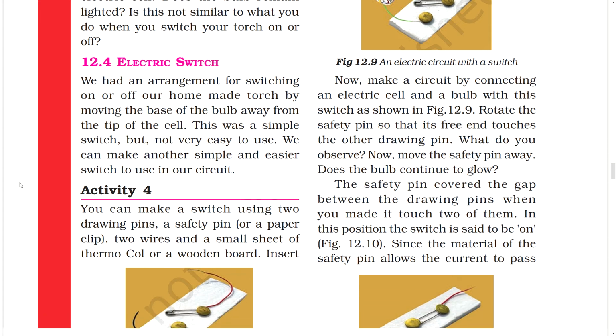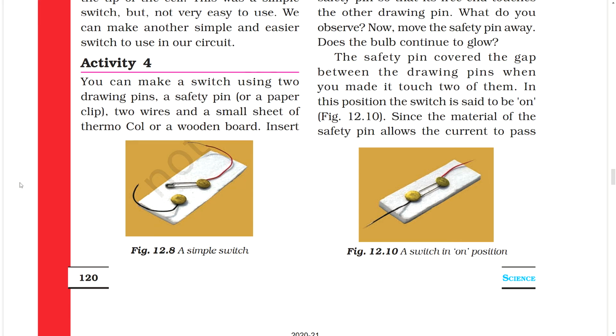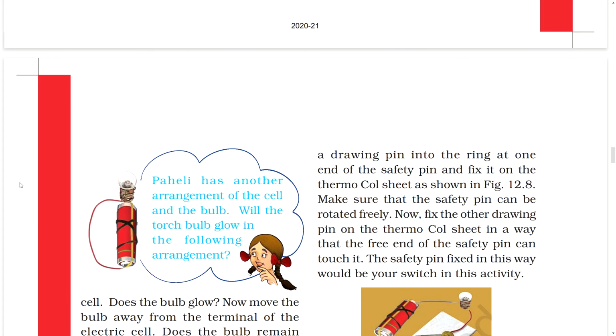Figure: a simple switch. Insert a drawing pin into the ring at one end of the safety pin and fix it on the thermocol sheet as shown in the figure. Make sure that the safety pin can be rotated freely. Now fix the other drawing pin on the thermocol sheet in a way that the free end of the safety pin can touch it. The safety pin fixed in this way would be your switch in this activity.